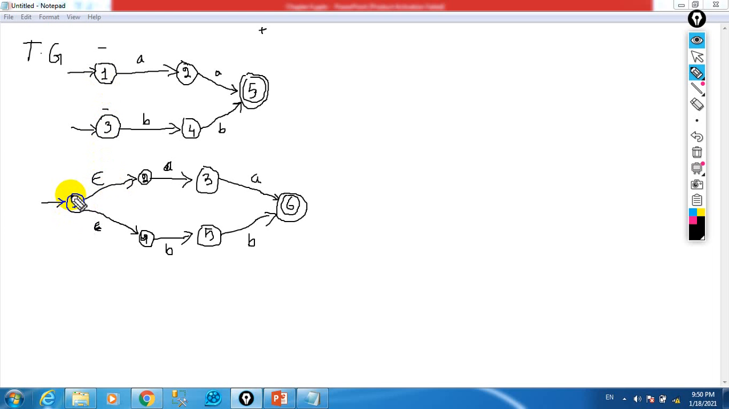This is the new initial state and these are the old initial states. 2 and 4 were the old initial states. So now we will combine these old initial states with the new initial state with a transition having the label null string.